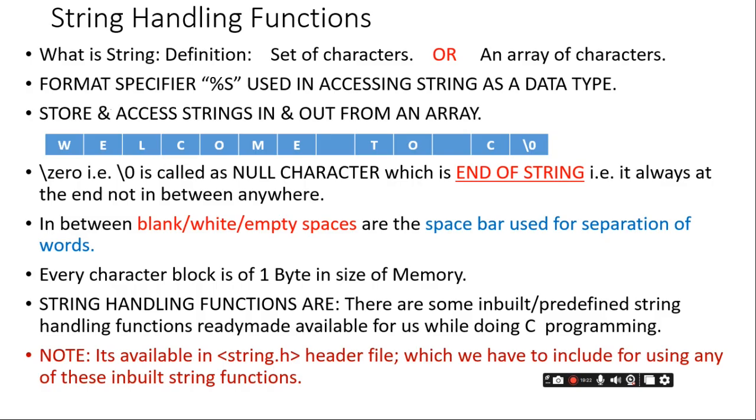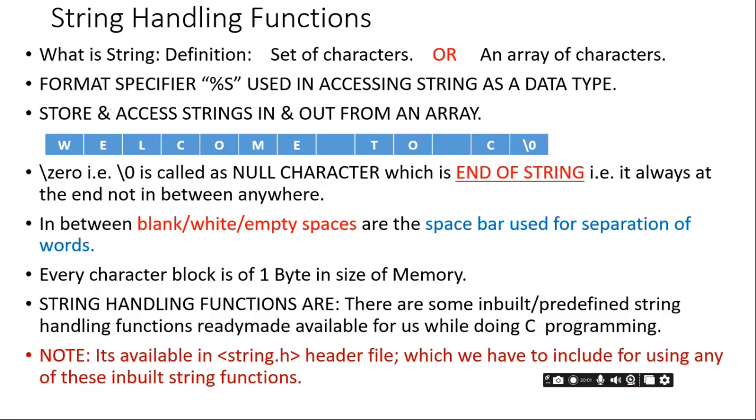Then string handling functions are, there are basically two types of functions. One is predefined or inbuilt functions, and the other one is which the user can newly define. So in case of inbuilt predefined string handling functions, which are ready-made available for us while doing C programming, those are already defined within the header file with the name string.h, which we have to include for using any of these inbuilt string functions, which we are going to see on the next slide.